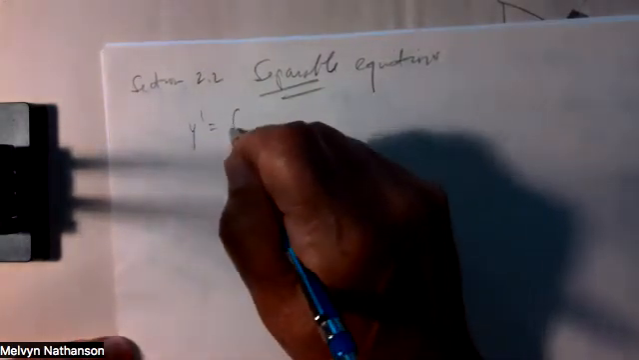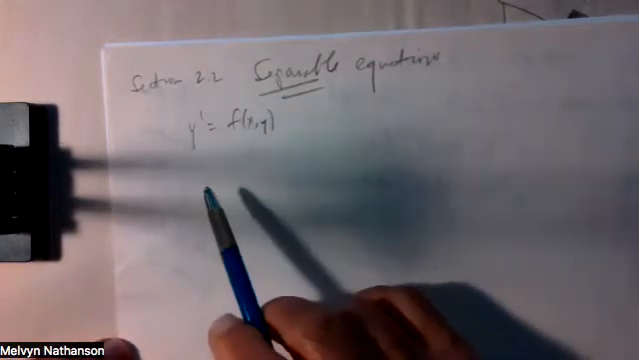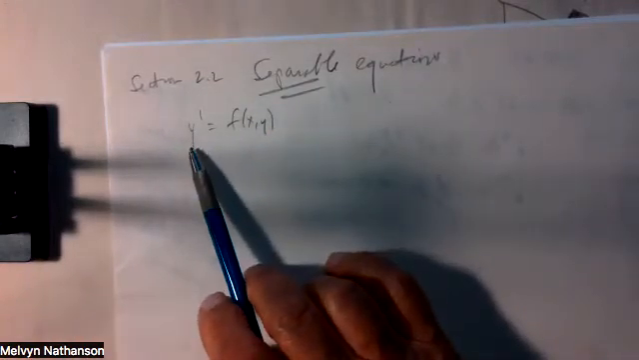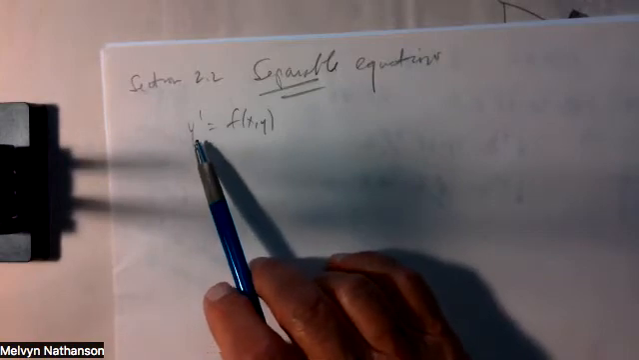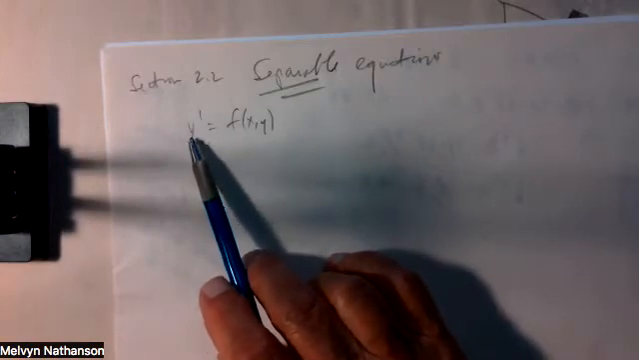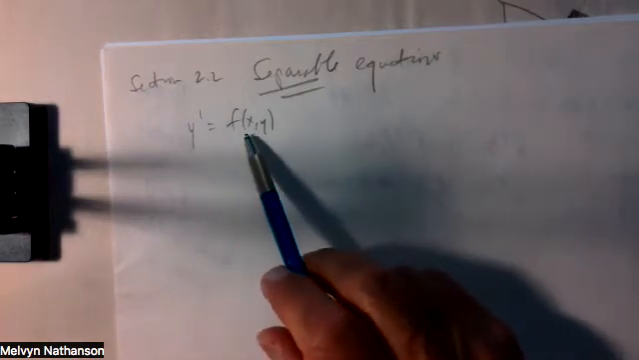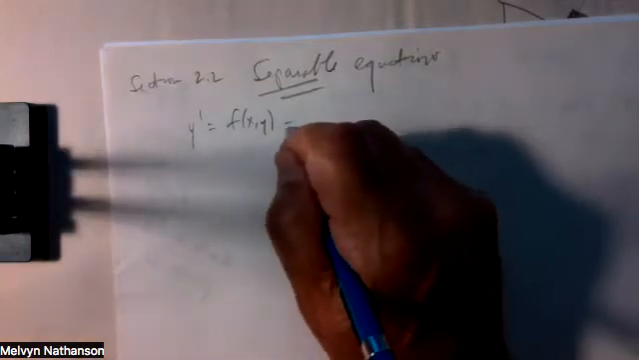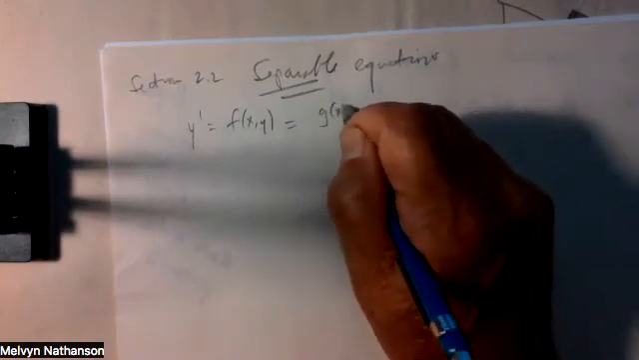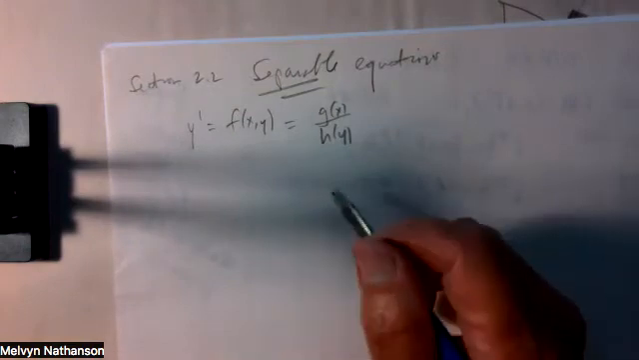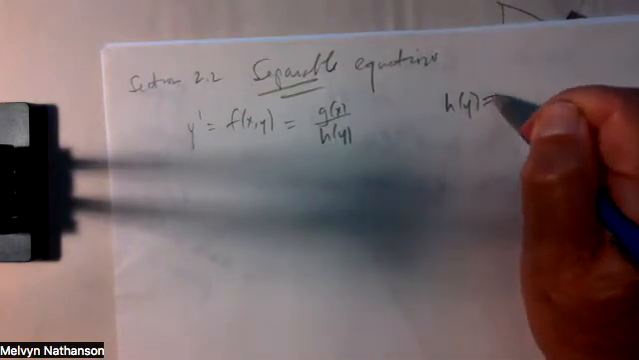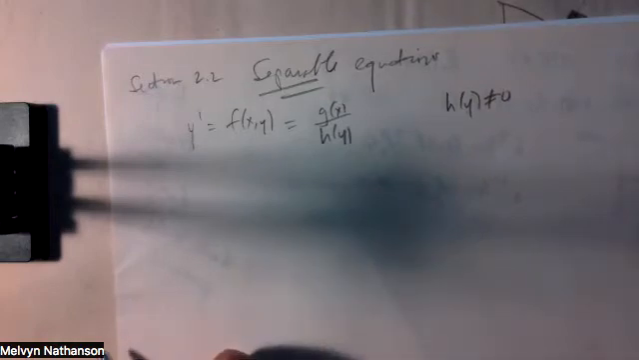The general first order equation we write in the form y prime is some function of x and y. So the highest derivative is the first derivative, and somehow we hope we can separate it out and write y prime as a function of x and y. But sometimes you can separate the variables x and y on the right-hand side. So you can write f of x, y as some function of x divided by some function of y, at least if h of y is non-zero.